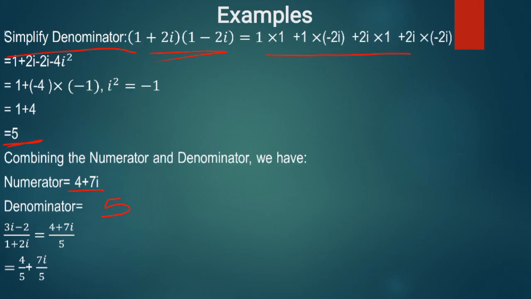So combining the two, the value here, which is the question you were asked to solve, is going to be numerator over denominator, which is what you see on the screen. When you simplify further, you should get the real part and imaginary part as 4 over 5 plus 7i over 5. How did I get that? They both have the same denominator, so you can split them with the same denominator. And that's our final answer.